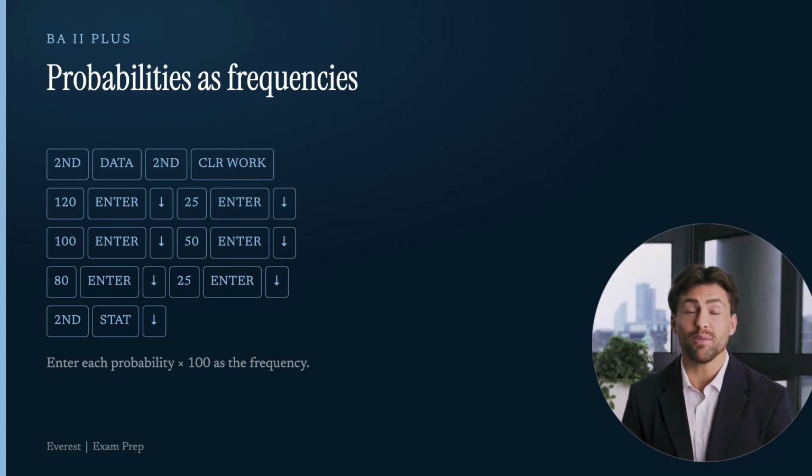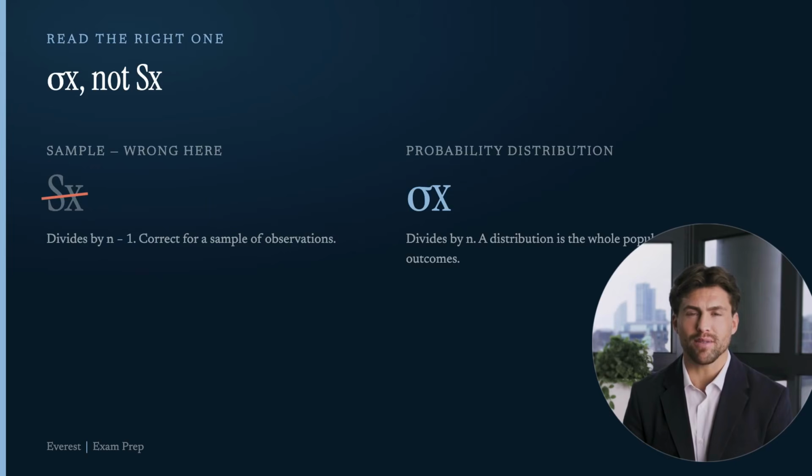Repeat for every outcome, then press second, then the stat key, and arrow down. X bar is your expected value, and here you want sigma x, not Sx. That is the opposite of what you would use for a sample.